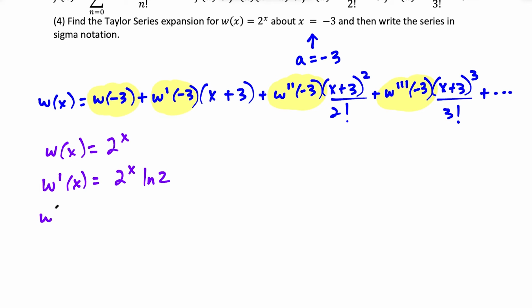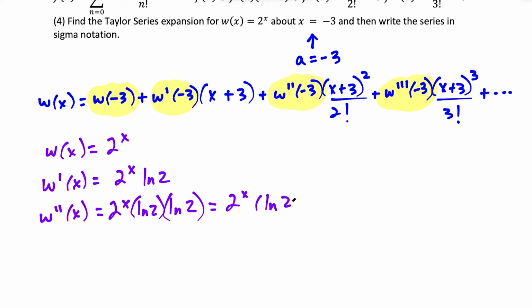And now for our second derivative, we're going to use the constant multiple rule for derivatives, where we have natural log 2 times 2 to the x. So when we take the derivative of this function, we're going to leave the natural log 2 alone, and then we're going to take the derivative of the 2 to the x part, and that's going to be 2 to the x times natural log 2. So now we have natural log 2 times natural log 2, and that's going to make 2 to the x times natural log of 2 squared.